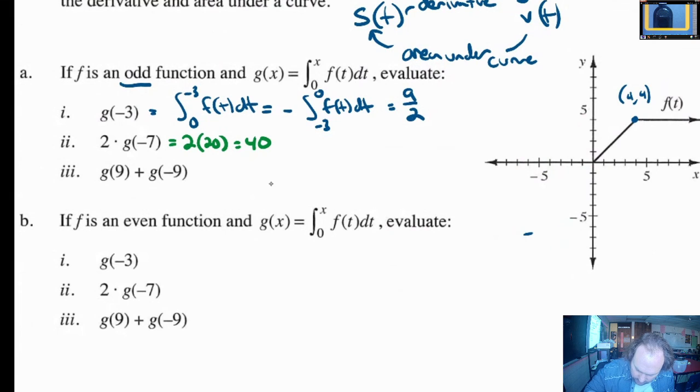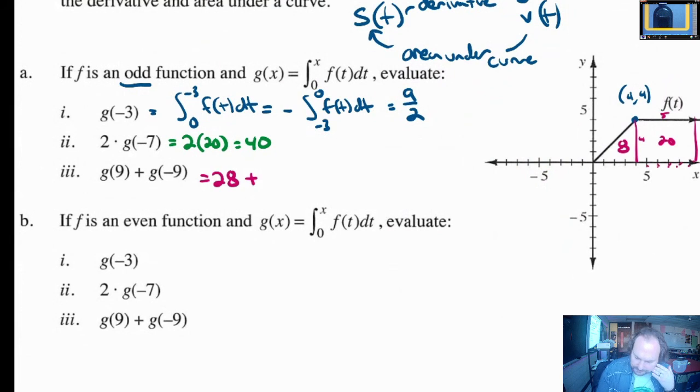Oh, well. g of 9 is going to be, let's see, 5, 6, 7, 8, 9 over here. It's going to be that same triangle of 8, and this is a 4 by, 1, 2, 3, 4, 5, 6, 7, 8, 9, so 1, 2, 3, 4, 5. A 4 by 5 rectangle will be 20. So this is going to equal 28 plus.